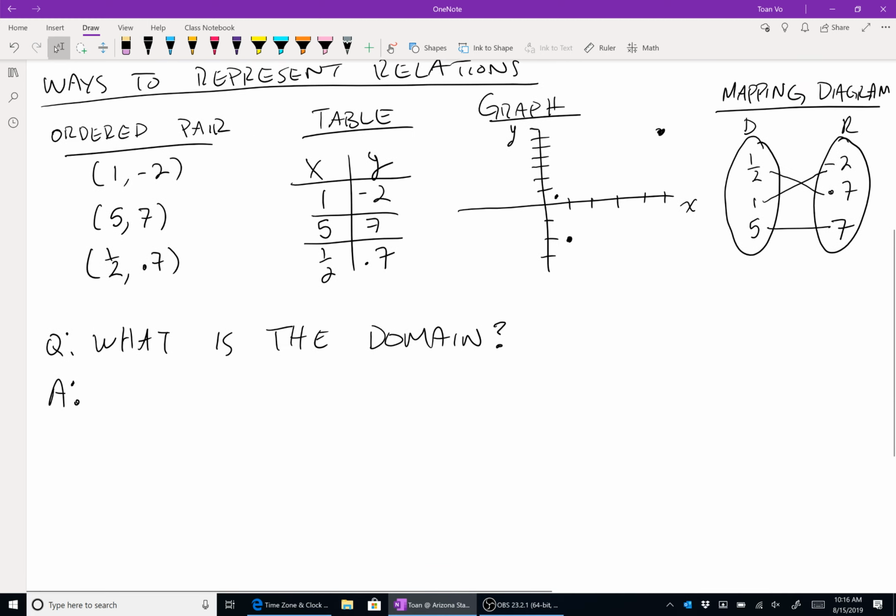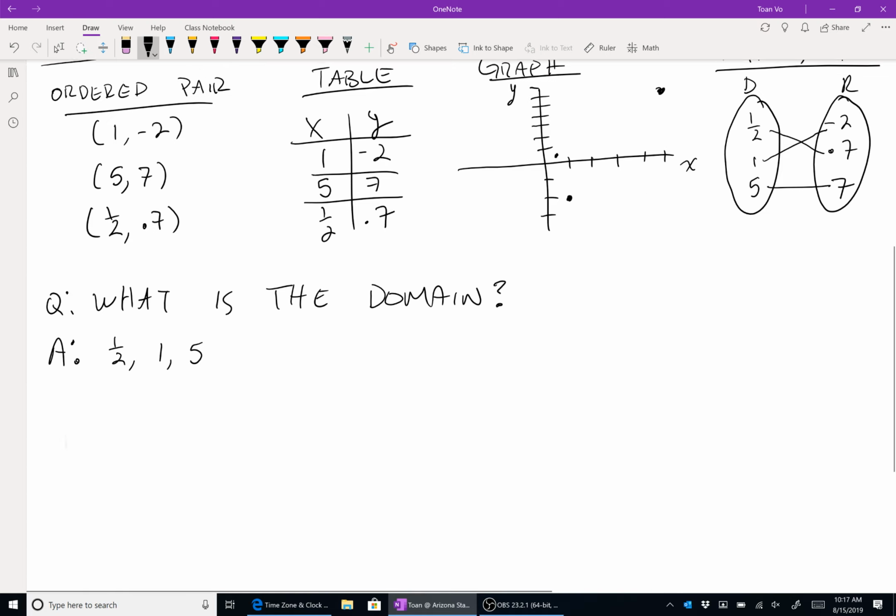Well, if you have the ordered pair, the table, the mapping diagram in front of you, what's the domain? Domain is the set of all x values. So what's the domain? 1, 5, and 1/2. You literally just read it, right? I like to write them in order, so I'll go ahead and write it as 1/2, 1, and 5. That is the domain. Easy peasy.